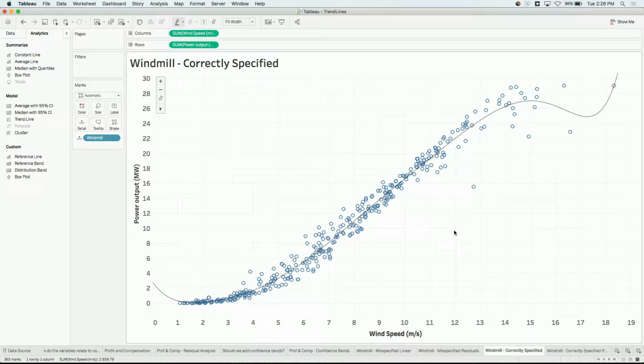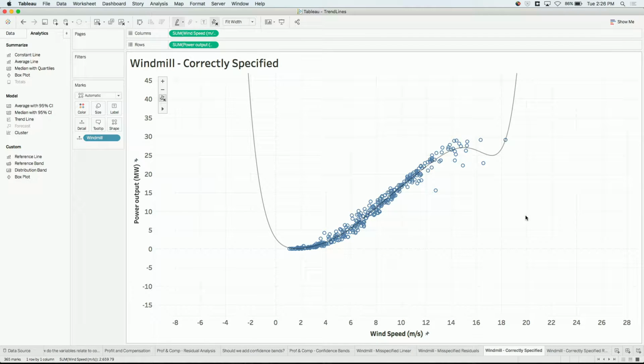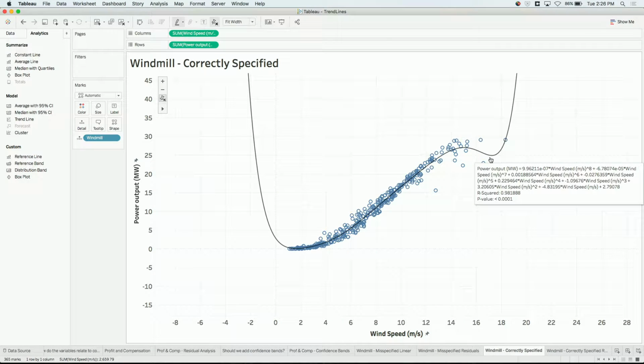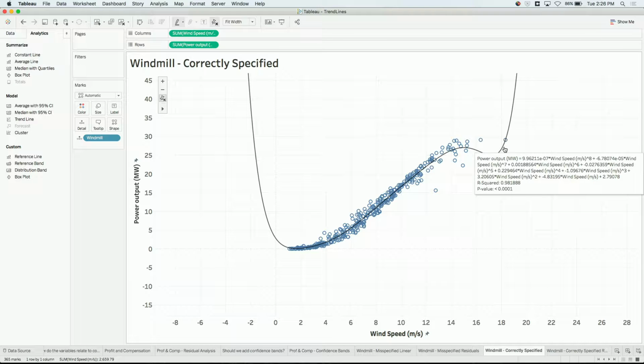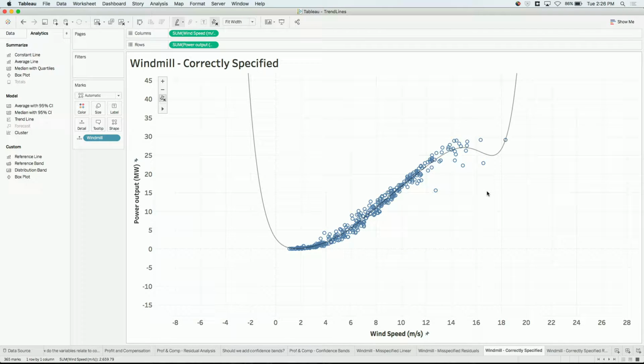But is this a good model? To answer that question, let me zoom out a little bit. According to this model, when wind speed gets to about 17 meters per second, the power output drops off. And then the moment it goes past 18 meters per second, power output for the windmills goes blasting off. So that's what the model is telling us, which is a little strange, because does it look like the data suggests that? For the most part, no. These 3 points here maybe, but the rest of it don't suggest that at all.